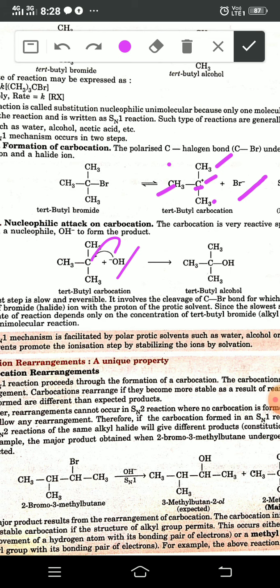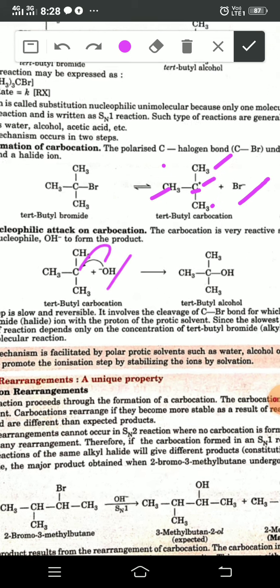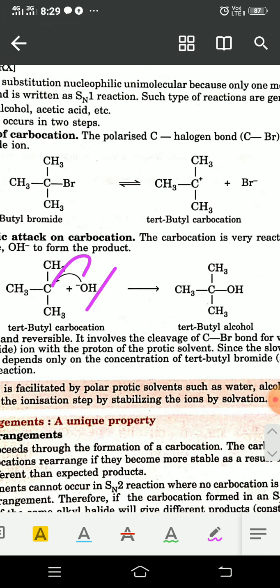That's why it can form two types of products, and they will be 50% each, and they are known as a racemic mixture. So SN1 reaction takes place with racemization. What is racemization? Racemization is a process in which 50% dextrorotatory and 50% levorotatory compounds are available in the product. That is known as racemization.